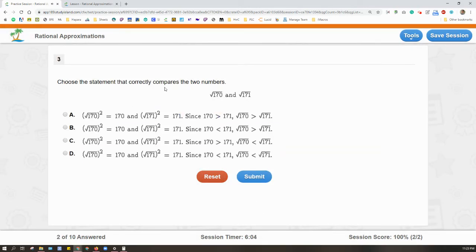Number 3, choose a statement that correctly compares the two numbers, the square root of 170 and the square root of 171. Well, obviously, the square root of 170 is less than the square root of 171. What are they getting at here?